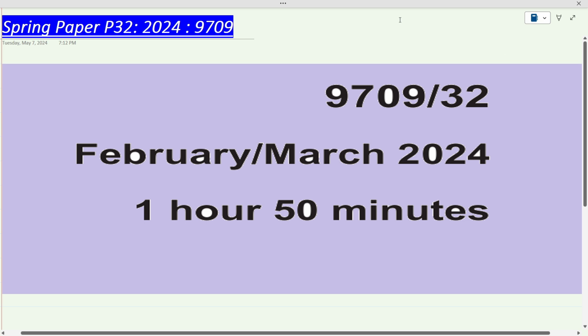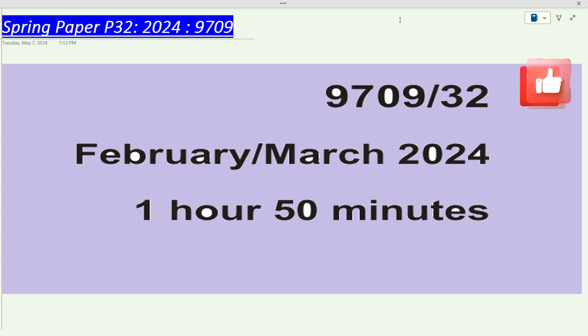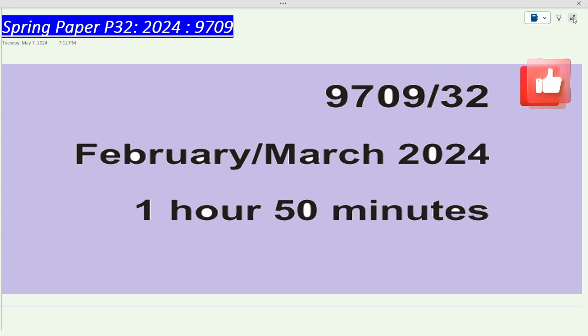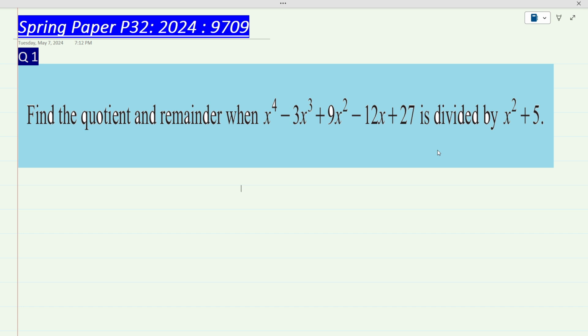You solve paper 3 spring 2024. The duration of the paper is 1 hour 50 minutes. So let's get started. Question number 1. Find the quotient and the remainder when this expression is divided by x squared plus 5.